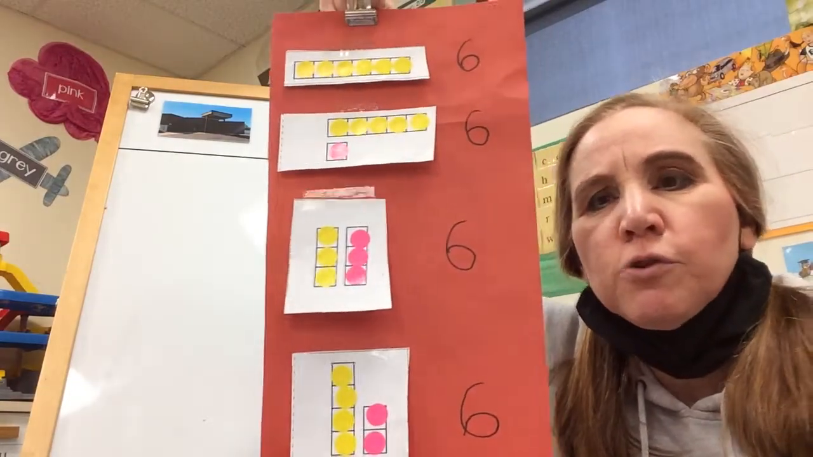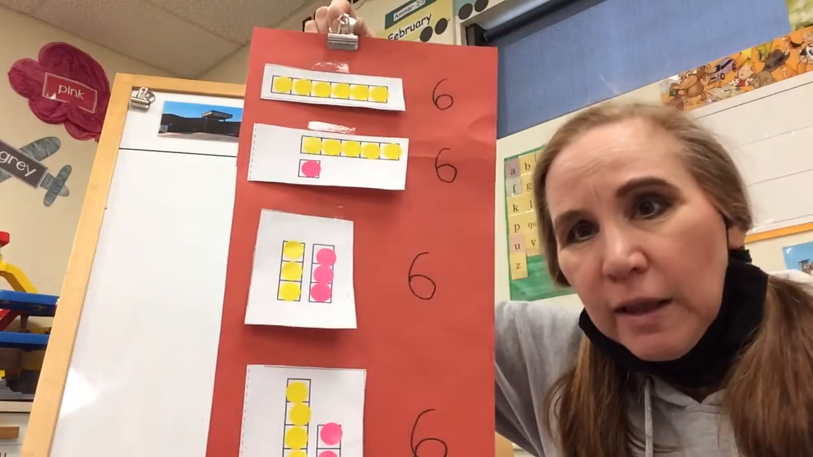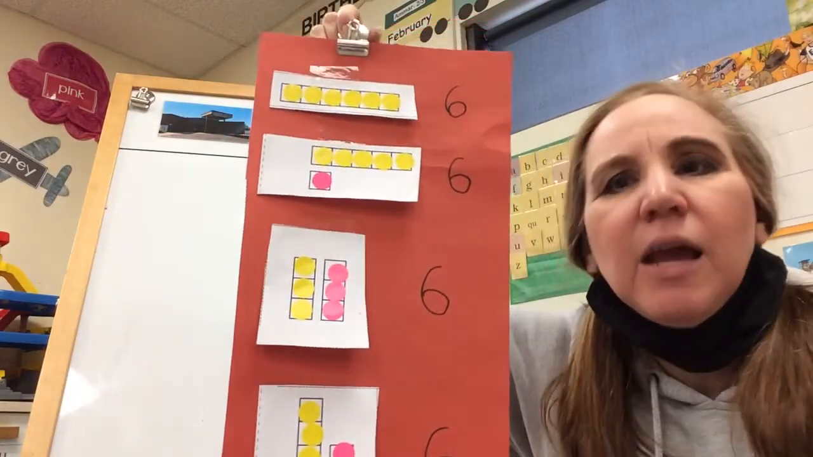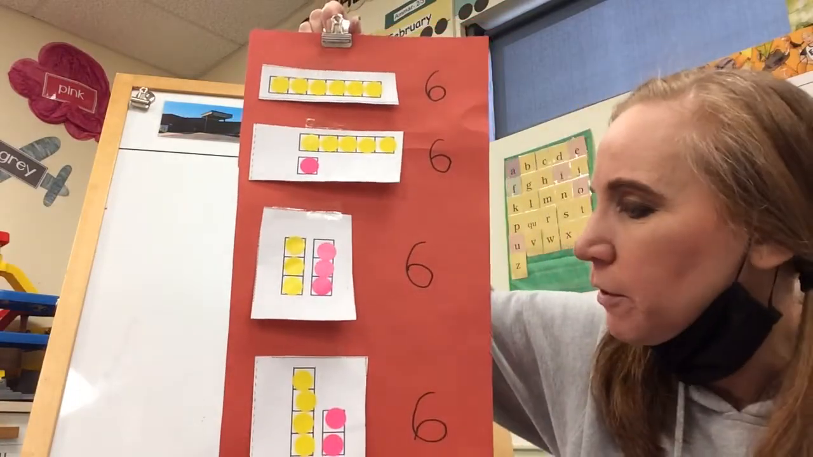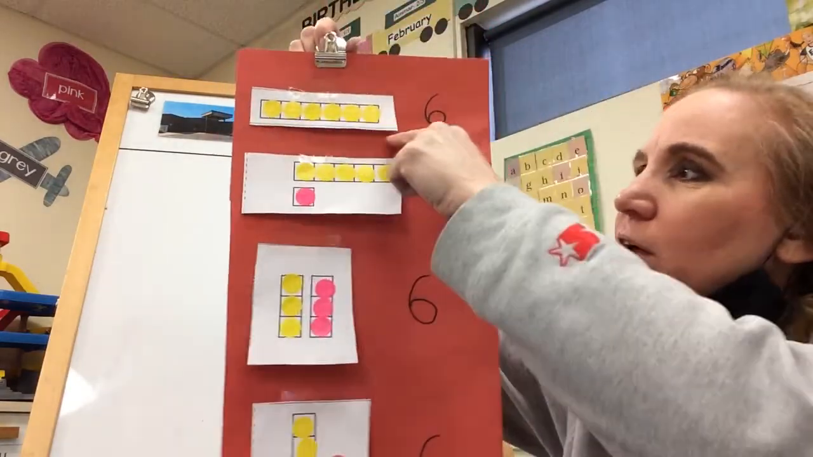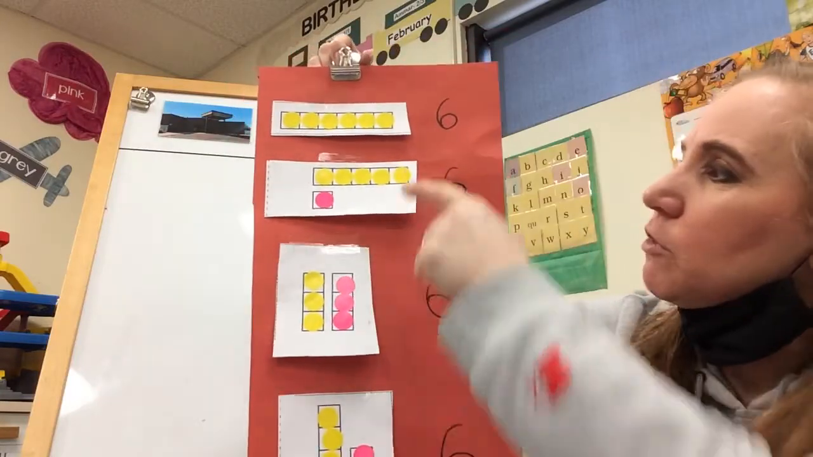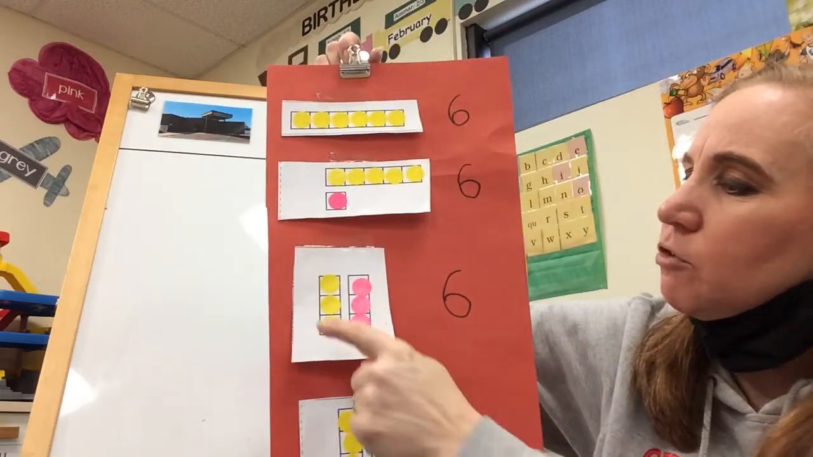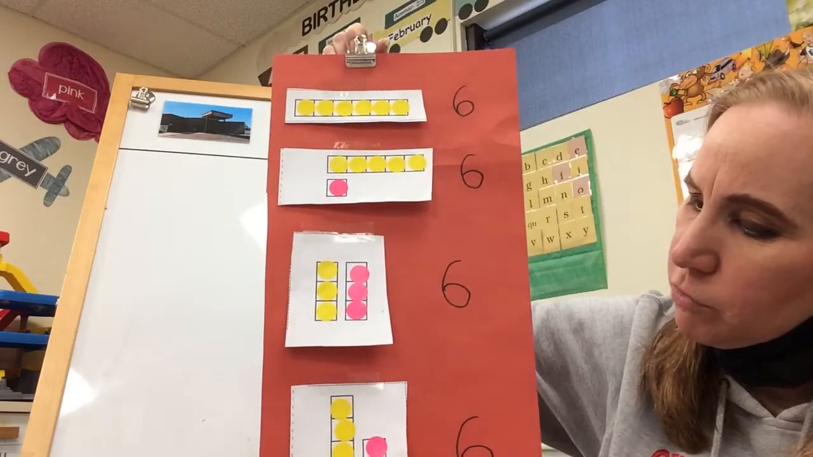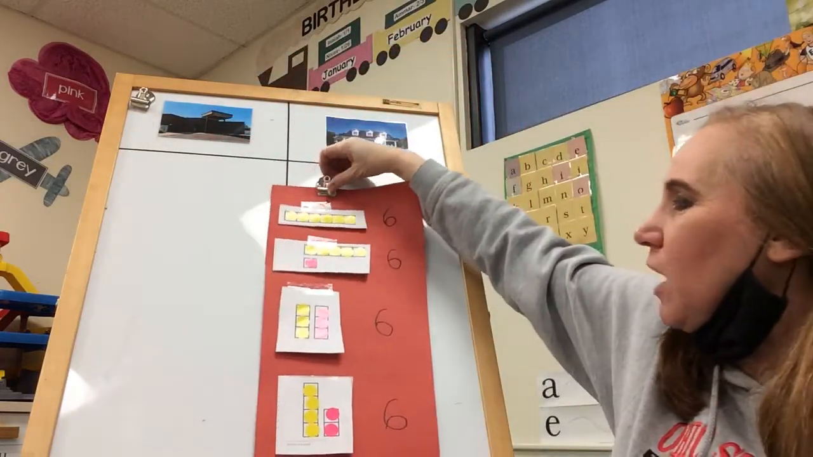Even though they were different shapes, even though they were grouped differently, they're all the same total number of squares. 6 doesn't always have to look like that. 6 can look like all of these groups. It can be a group of 5 and 1, a group of 3 and 3, or a group of 4 and 2. All right, friends, great job grouping the number 6.